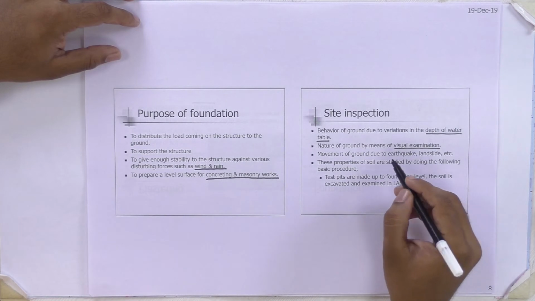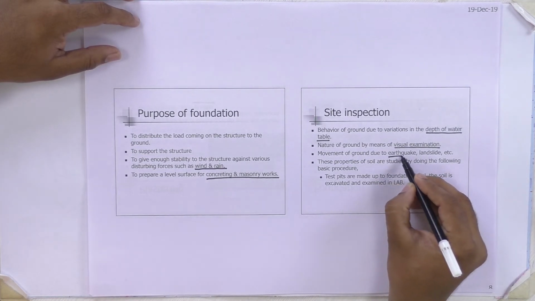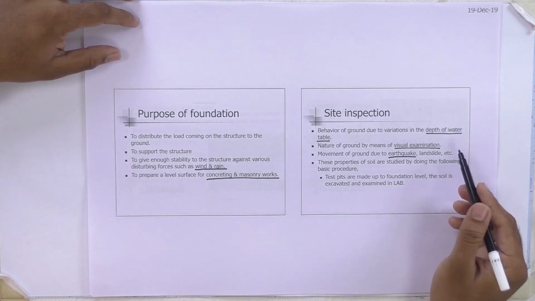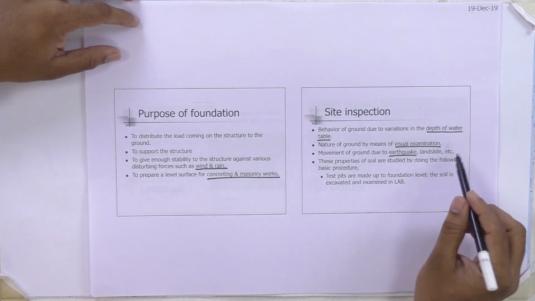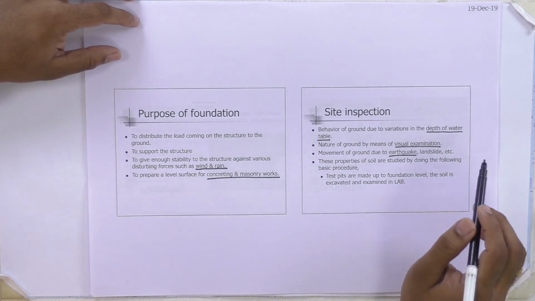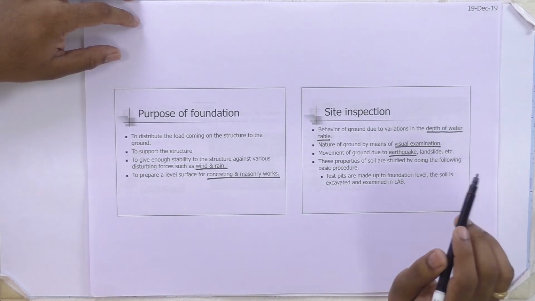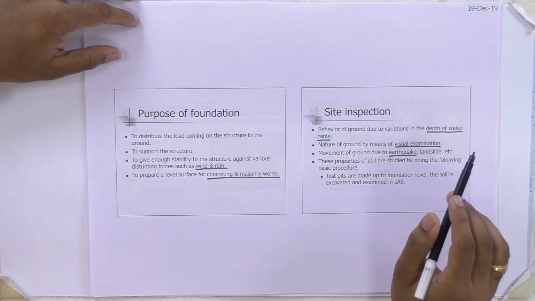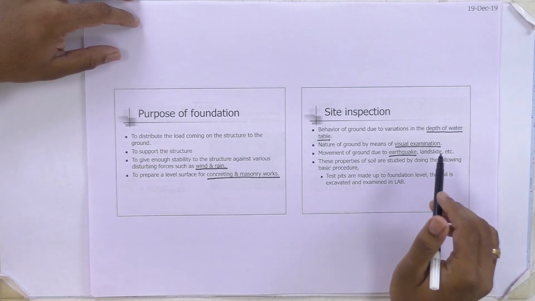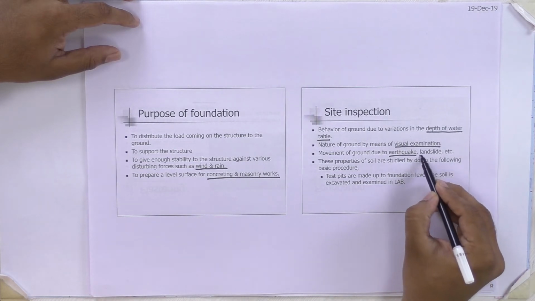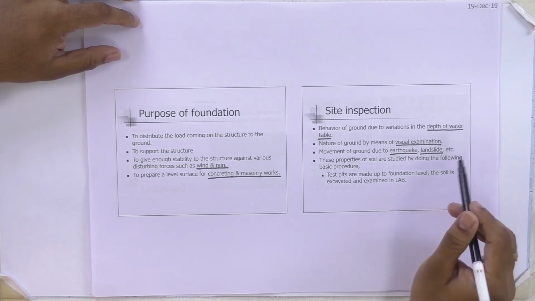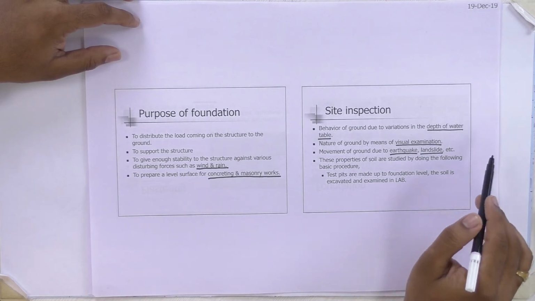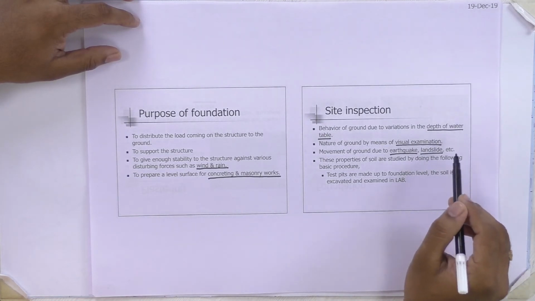In this criterion, the main factor is earthquake, because we have 5 earthquake zones, from zone 1 to zone 5. So initially we check which zone the site is in, and due to that we adopt the foundation. And then landslide. Landslide we mostly consider in hilly areas. For a building which we are constructing in a hilly region, we have to account for landslides.